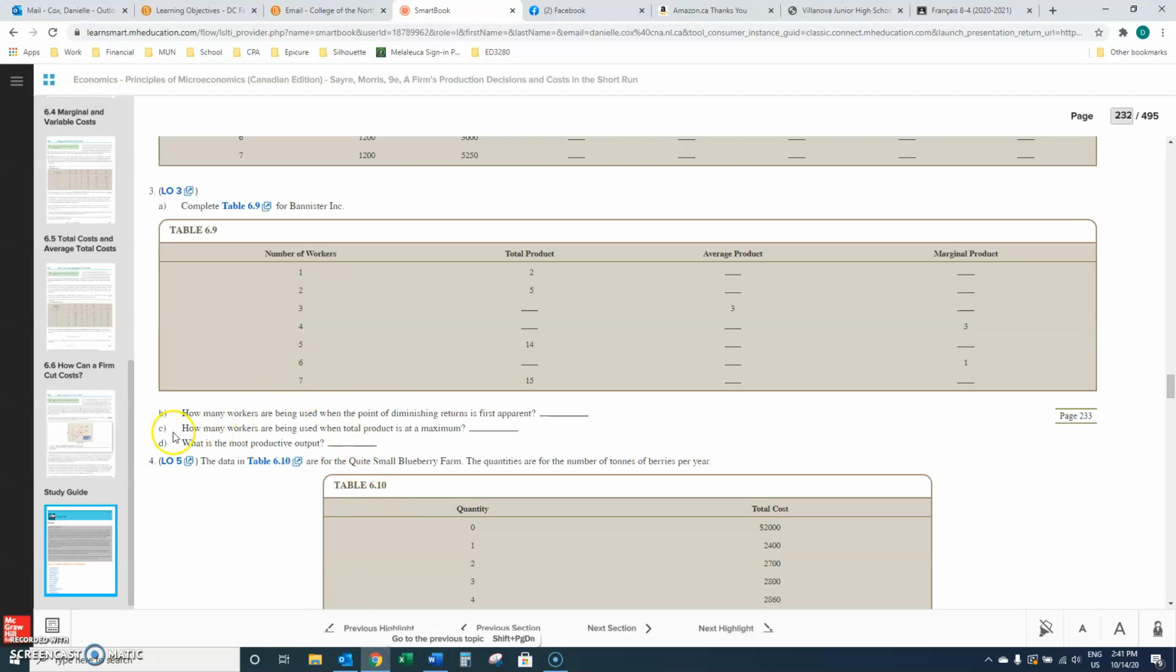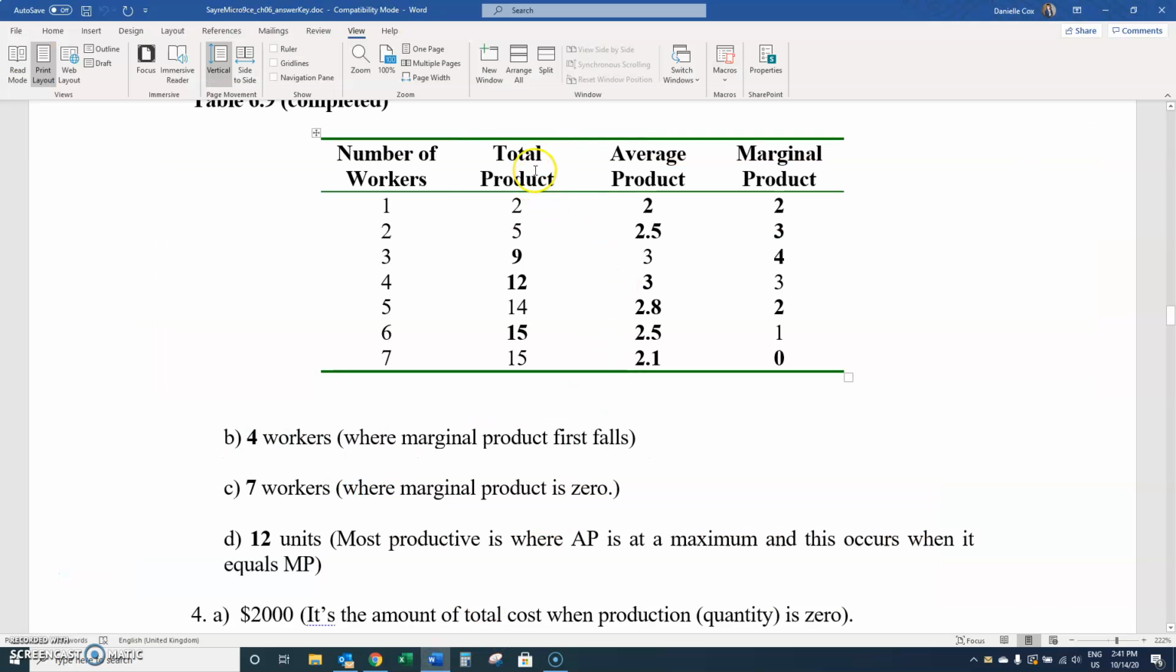Back to the question. How many workers are being used when total product is at a maximum? You'll see here it's 15 twice, but total product is at a maximum when marginal product is 0. So it's at 7, because marginal product is 0 at 7, so that is where total product is at a maximum.